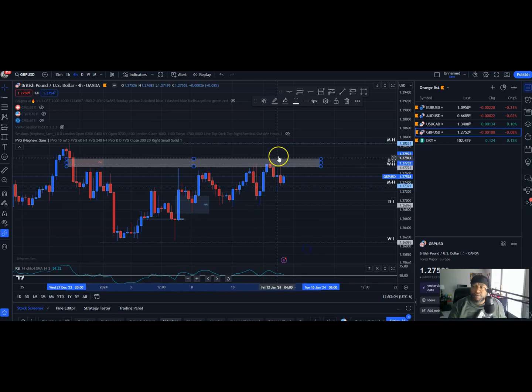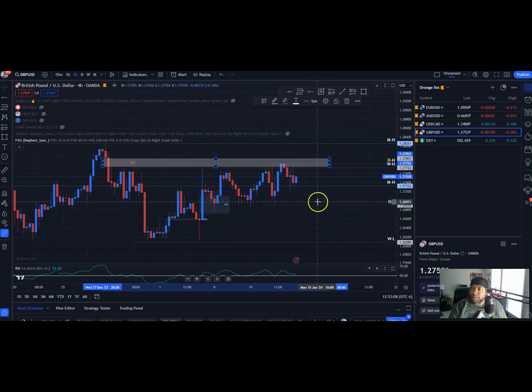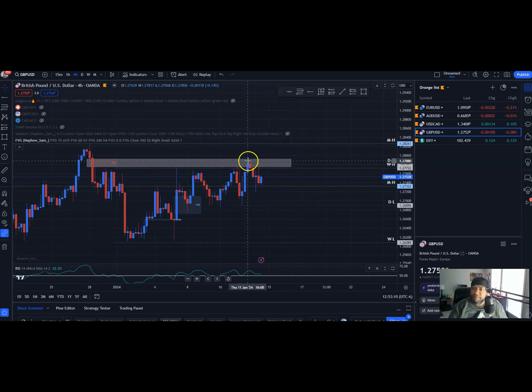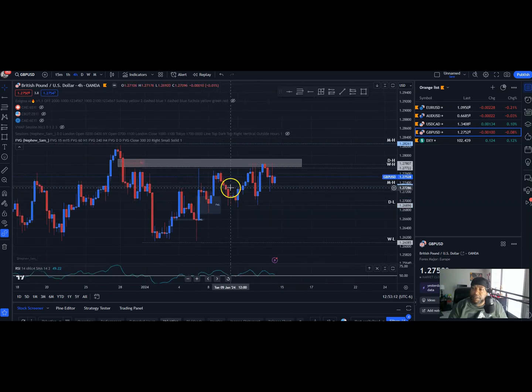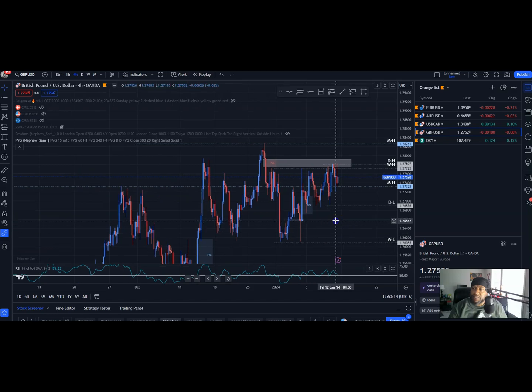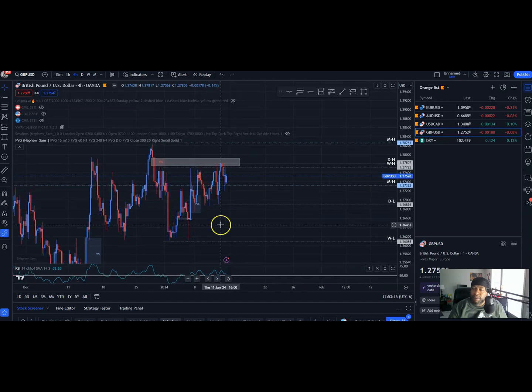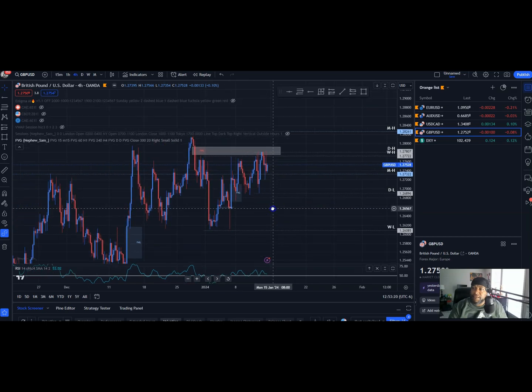All right, so now that we have a fair value gap here, we got that marked. That 4 hour fair value gap is where price came and filled in here. I was looking at the fact that the 4 hour chart is the most clean. It's the most clean looking.